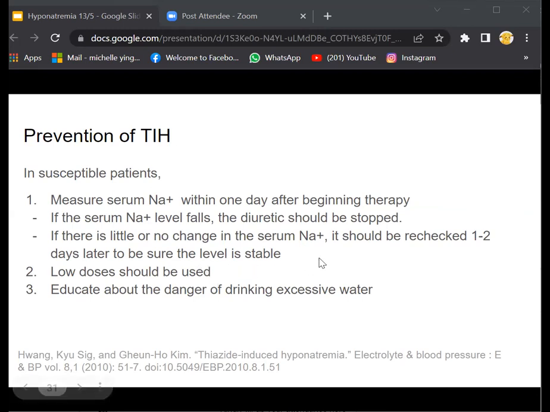Also, a low dose of thiazide diuretic should be started instead. Then we need to educate the patients on the danger of drinking excessive water. However, this is not usually practiced in our center.